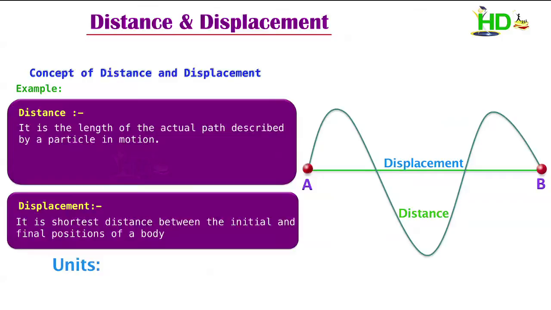The units for distance and displacement are the same. In the CGS system, we use centimeter. In the MKS and SI systems, the unit for distance and displacement is meter.